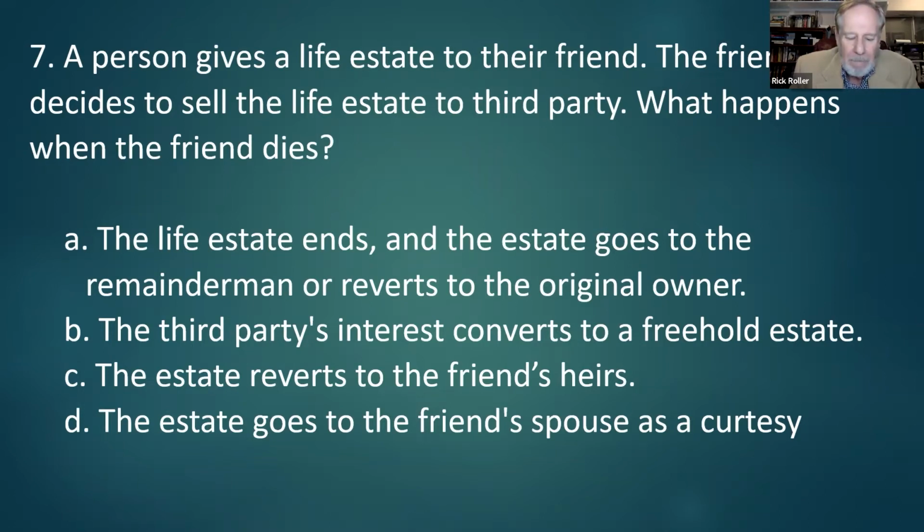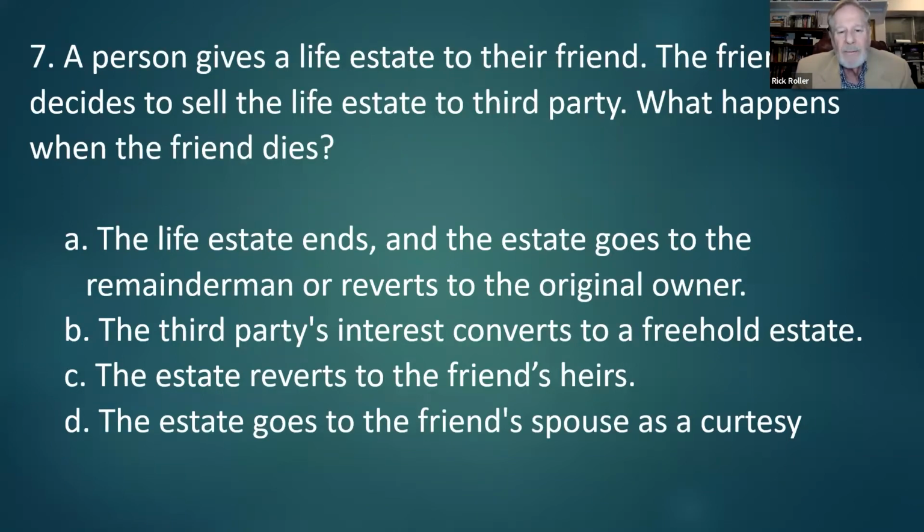But if the life tenant dies, okay, if the life estate was based on his life, then let's look real closely here at A. The life estate ends and the estate goes to the remainder man, or reverts to the original owner. Now, remainder man, this person is not the original owner. This is another person down the line. And that person, because they are remainder man, gets the ownership interest. Or it could revert back to the original owner.